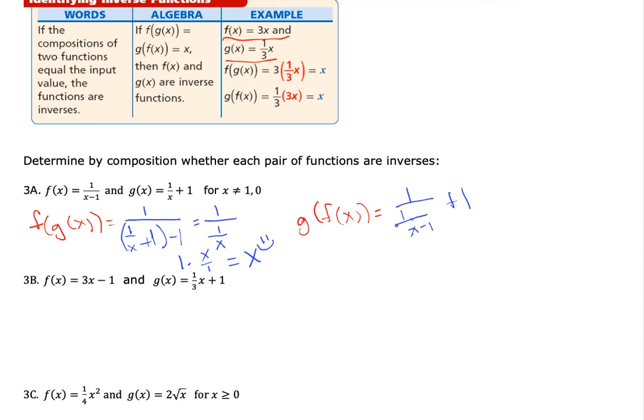Okay, so let's do this. Let's simplify this part first. I need to switch colors. So 1 divided by 1 over x minus 1. That's the same thing as saying 1 times the reciprocal of this. Okay, so that's just this part right in here. So this is just going to be x minus 1. And then I have a plus 1, which means it simplifies to x, which means I get another smiley face and I say, yes, they are inverses.